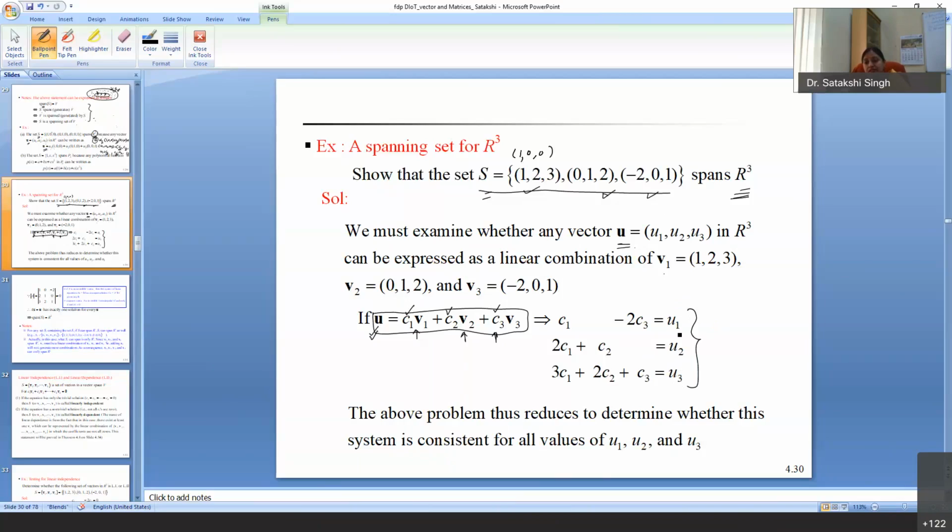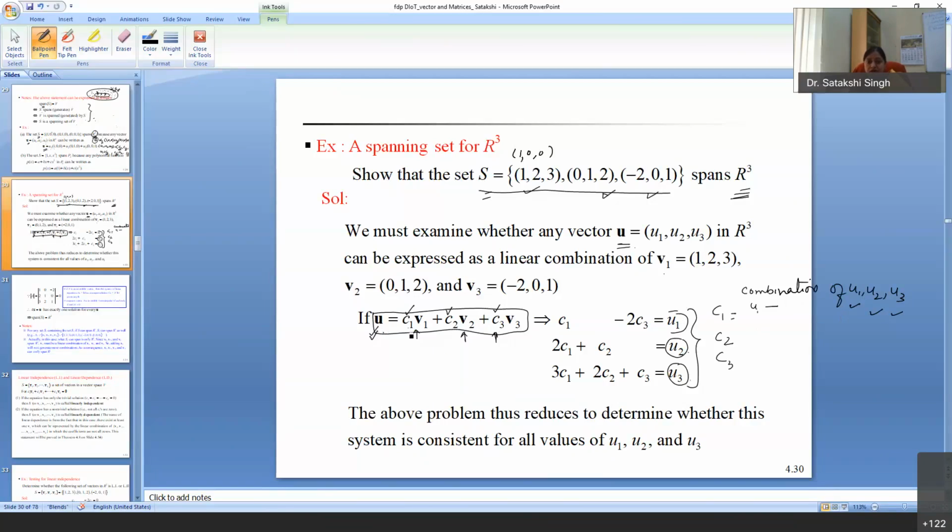For that, if your right hand side is unknown to you, u1, u2, u3, one way is to find c1, c2 and c3 by solving these equations. You may get their values as combinations of u1, u2 and u3. That means you get their values in terms of u1, u2 and u3. If you are able to get that, then we say that we can write u in this form by putting the values of c1, c2 and c3 in terms of u1.